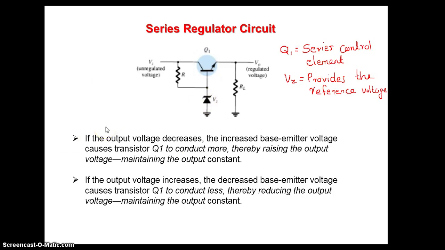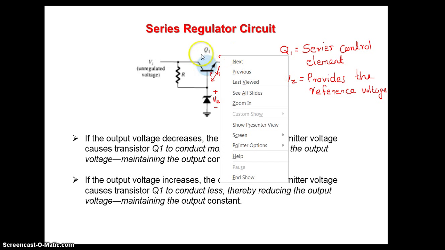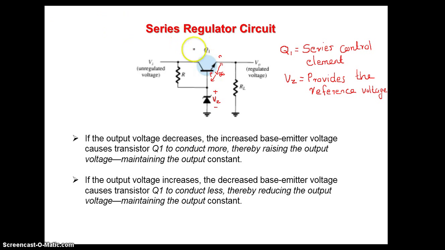Now see here, how does it work? I am writing the KVL on this loop. This one is VZ. And this is the base and this is the emitter terminal. It is an NPN transistor. So this will be the base to emitter voltage VBE. Listen here, this is an NPN, so this is positive and this is negative.